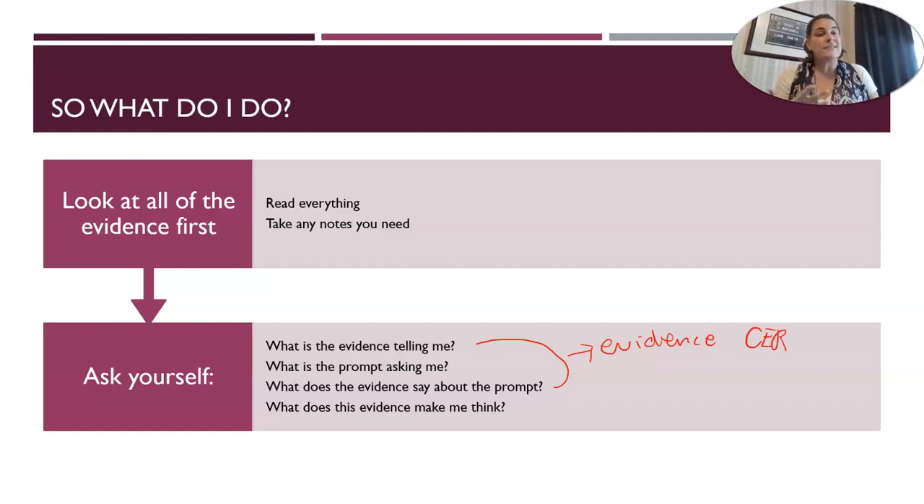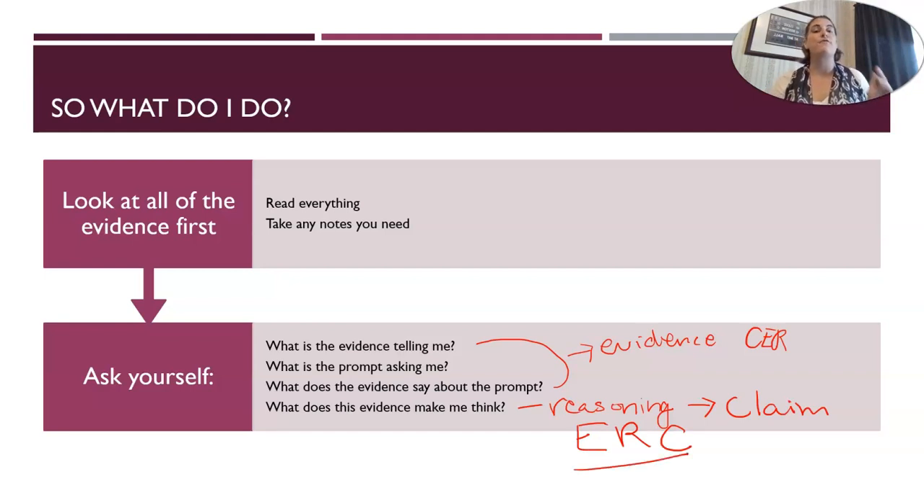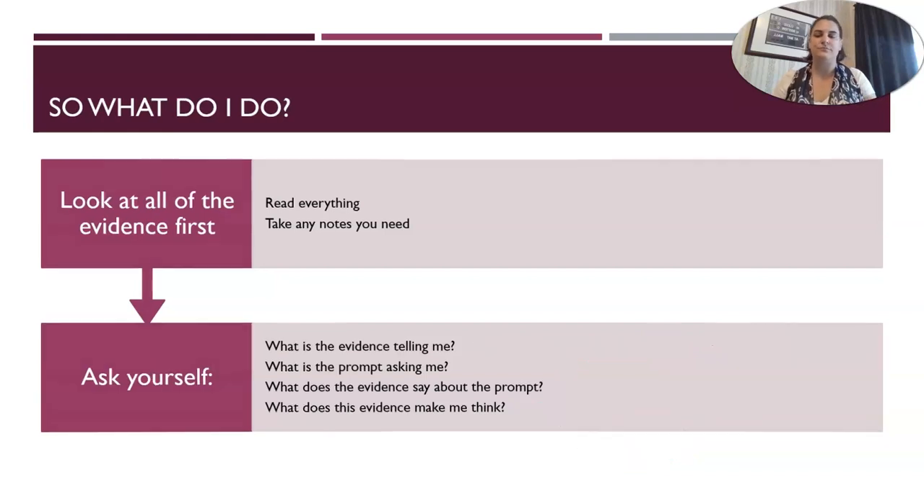But where do the R and the C come from? The reasoning actually comes down here when you start thinking about what does the evidence make me think. When I put it all together, what thoughts go through my head? That's going to end up being your reasoning. And finally, you're going to put it all together in one sentence to really go back and actually answer the prompt, and that is your claim. So you actually go E, R, C is your actual order of operations when you are first given a prompt.